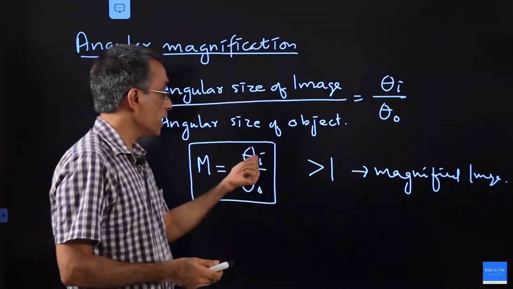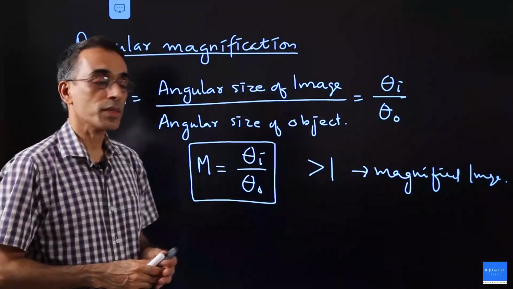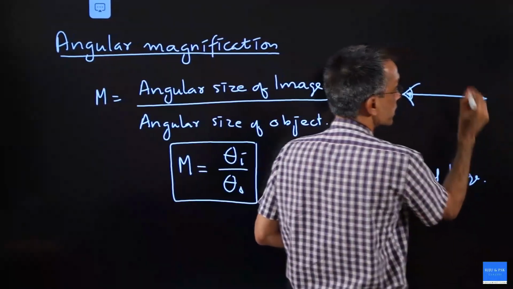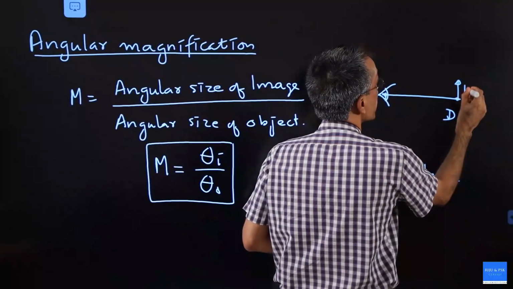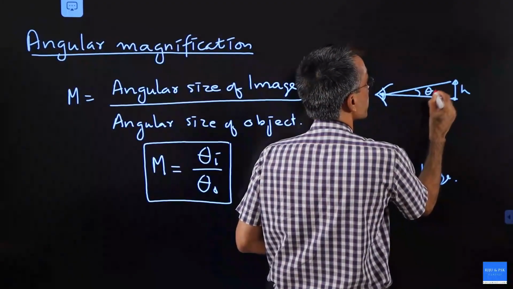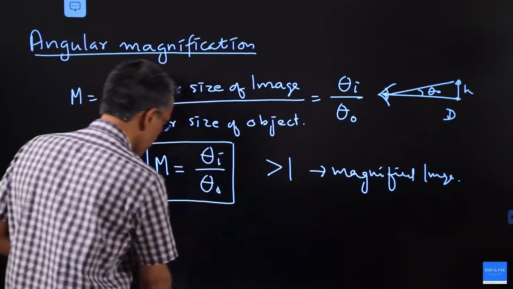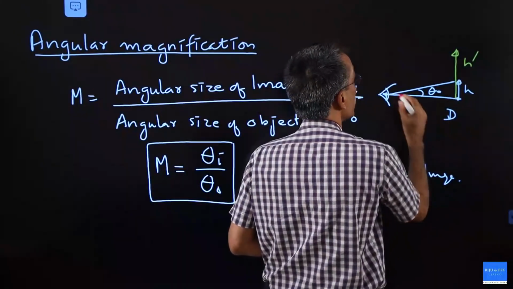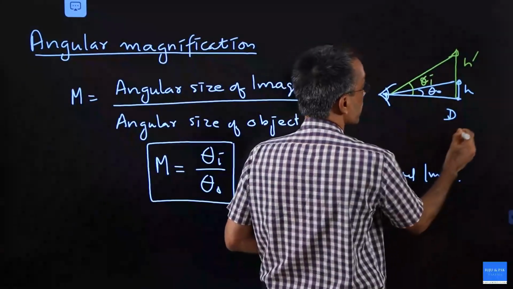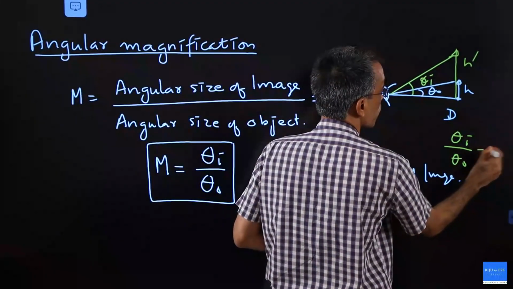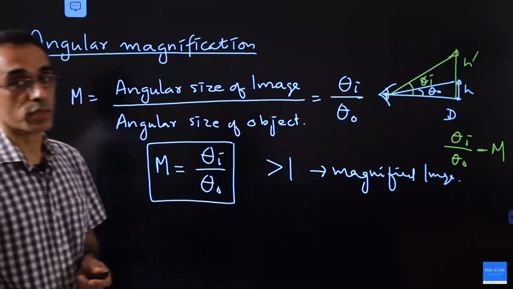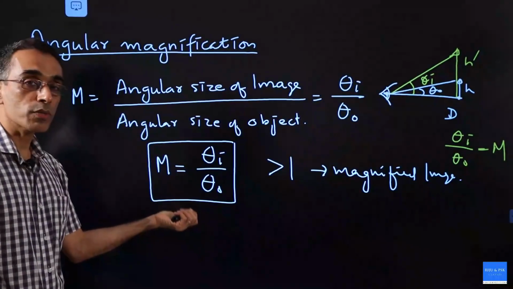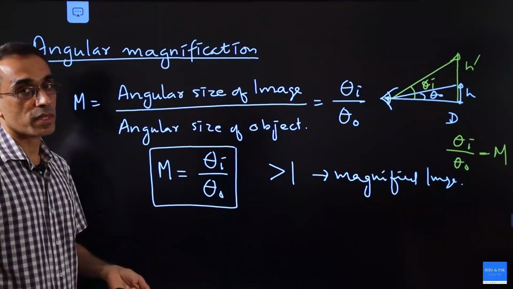So we normally need an image angle larger than the object angle. For example, suppose that this is the eye and this is the least distance. Suppose the object has a size h here, making an angle theta O, and at the same point suppose you can create a larger image h dash, which will create an angle theta I. Then theta I by theta O is called the magnification produced. This is very important to understand: angular magnification has no unit because it is angle by angle, a dimensionless quantity.